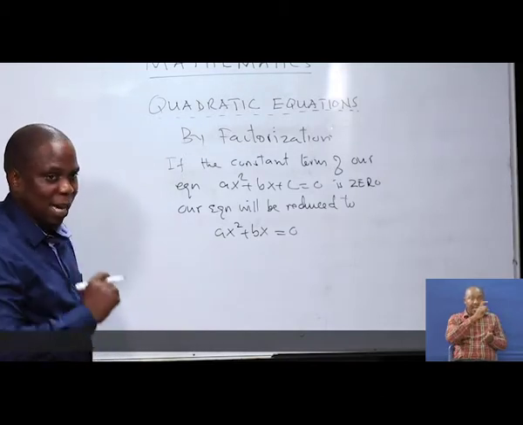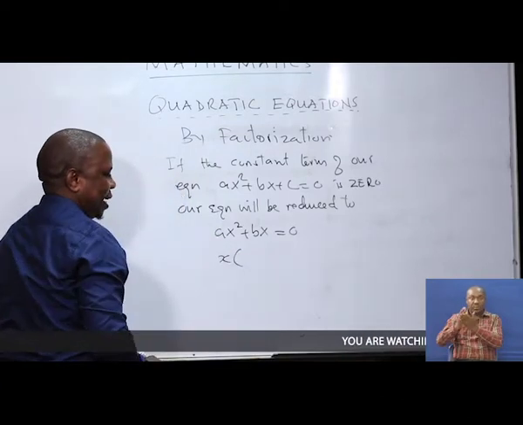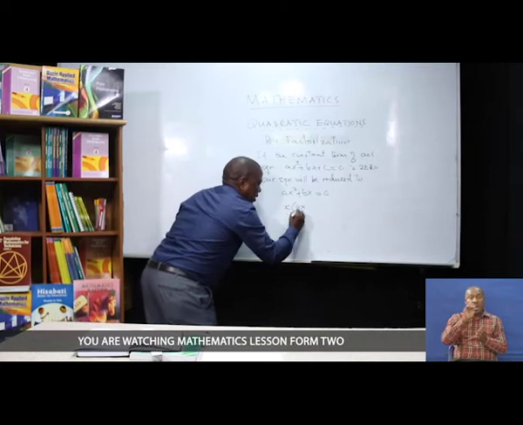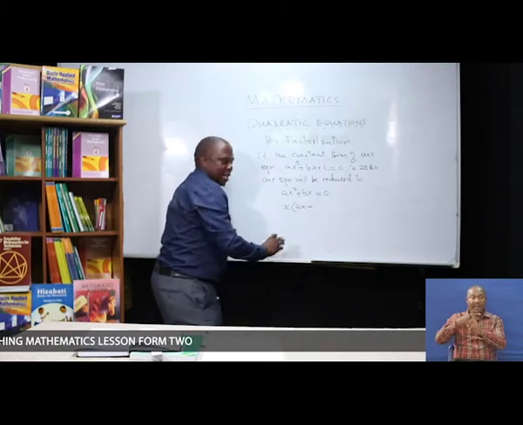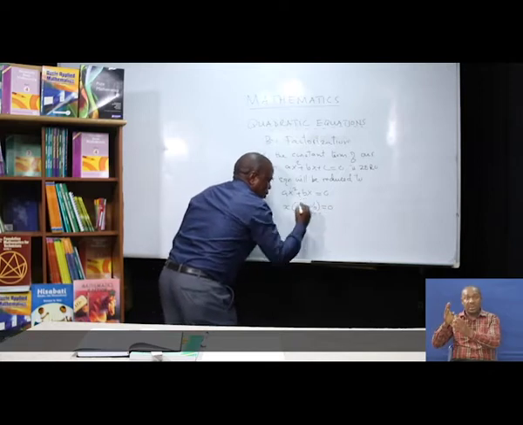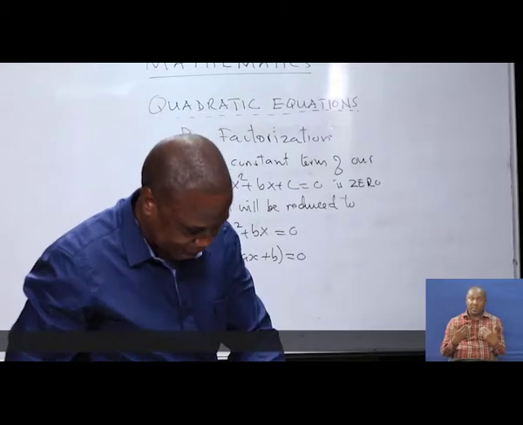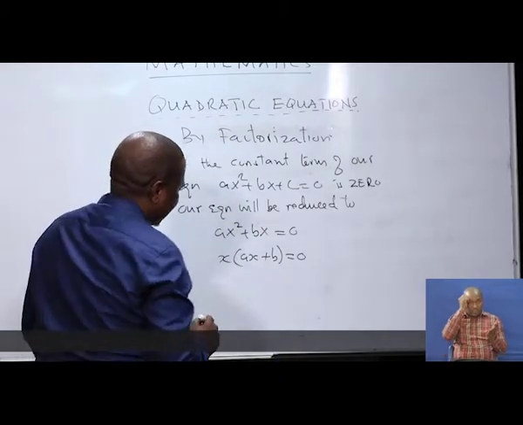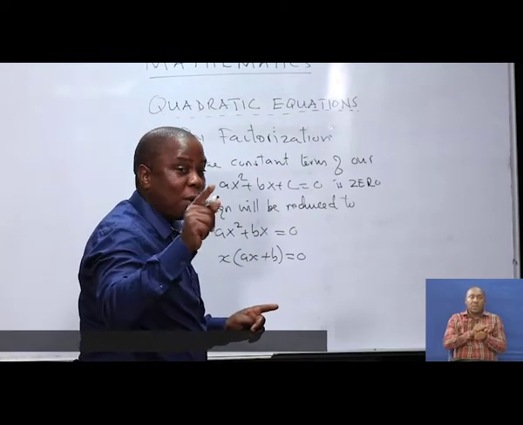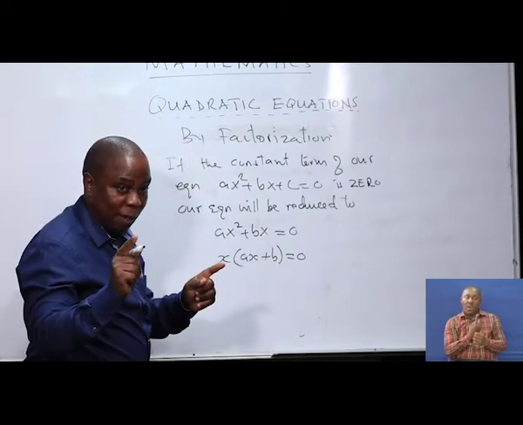We are factorizing it now. If I take x out here, what will I remain with? I will remain with ax plus, you have taken x out here, you remain with b. This is equal to 0. So, note that. This means for a product of two or more numbers to be 0, at least one of the numbers should be 0.